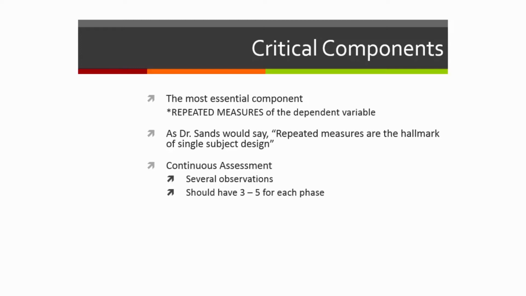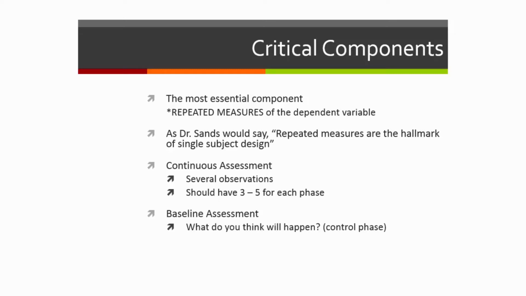You've got to have at least 5. I've got on here should have 3 or 5. I'm telling you, you need to have 5 data points in each one of these phases at a minimum to be able to do that. It maintains that baseline stability and allows you to actually get a good comparison.